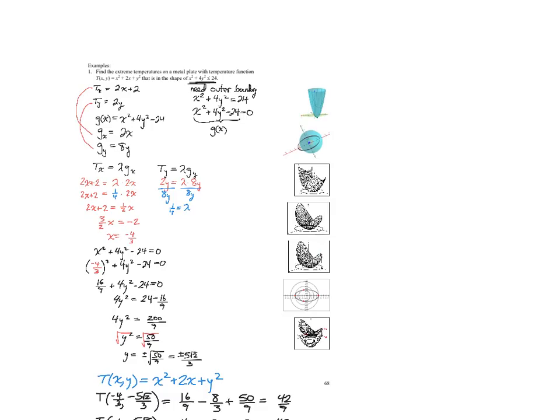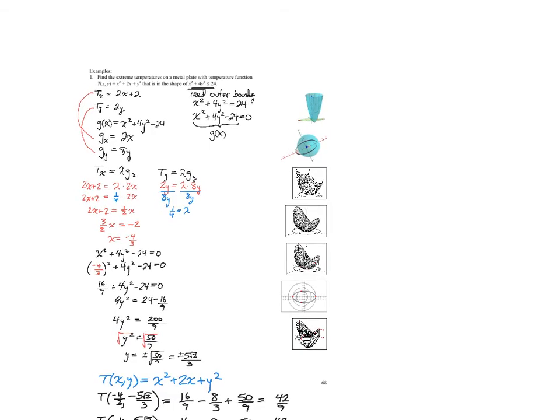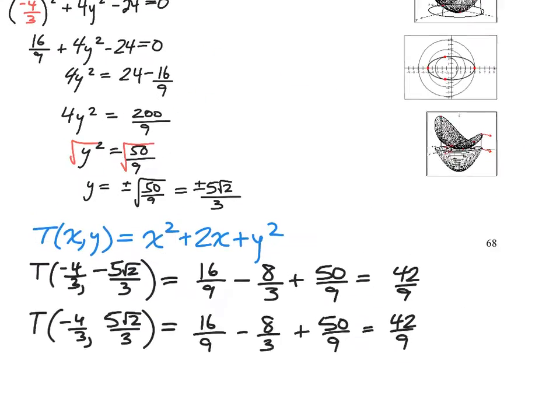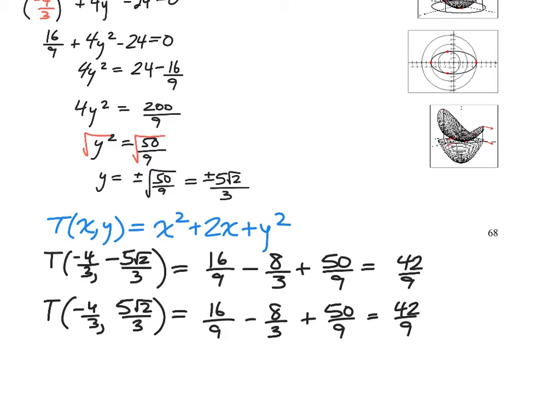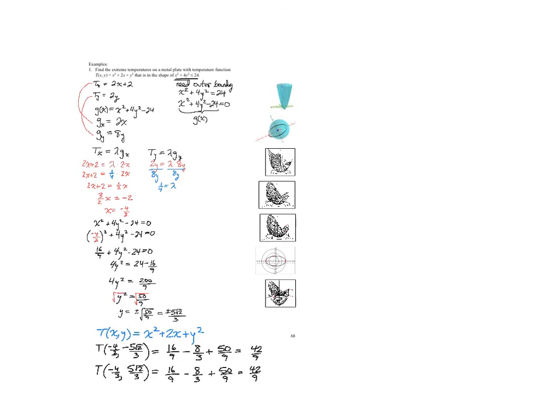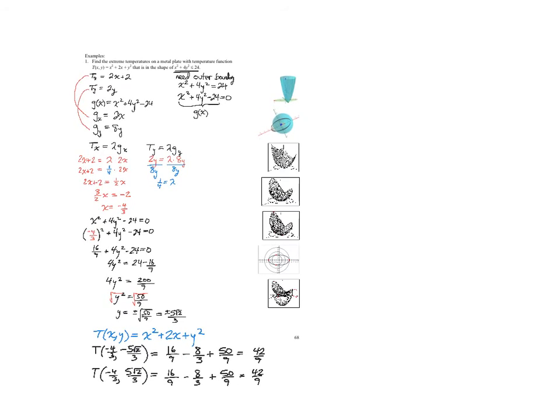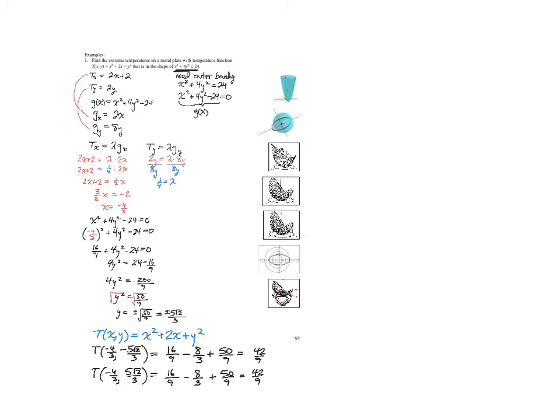So they asked us to find the extreme temperatures on the metal plate, all right? So 42 over 9, seems kind of low. But we also don't have units here, so I don't know necessarily whether it's unreasonably low or otherwise. And also, again, I did a couple of things in my head where I probably shouldn't have.